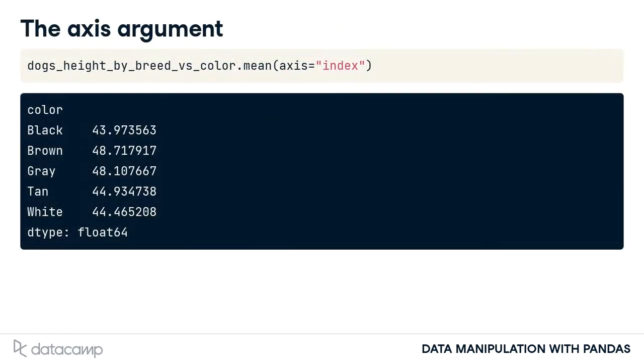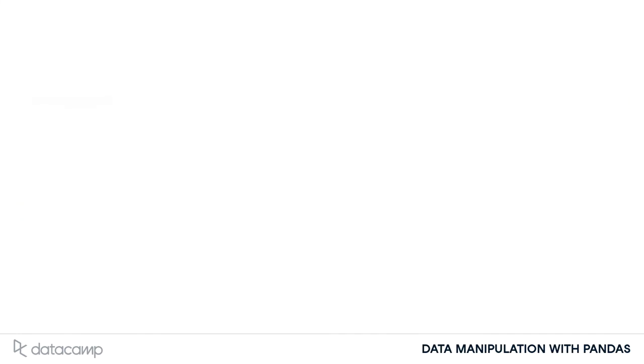The methods for calculating summary statistics on a data frame, such as mean, have an axis argument. The default value is "index", which means calculate the statistic across rows. Here, the mean is calculated for each colour, that is, across the breeds. The behaviour is the same as if you hadn't specified the axis argument.